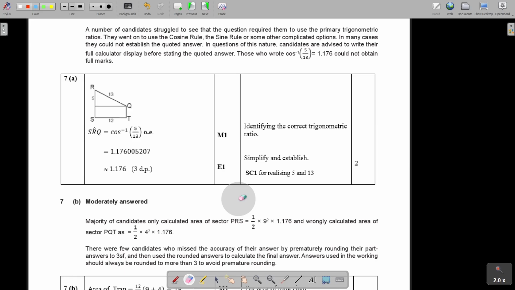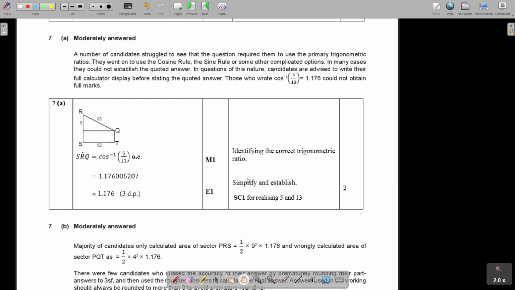Okay, so if I'm looking on the exam report, what are they saying? They say this question is moderately answered. A number of candidates struggled to see that the equation required them to use the primary trigonometric ratios. They went on to use the cosine rule, the sine rule, or some other complicated options. In many cases, they could not establish the quoted answer. In questions of this nature, candidates are advised to write their full calculator display before stating the quoted answer. Very important. Those who wrote this and this could not obtain full marks.